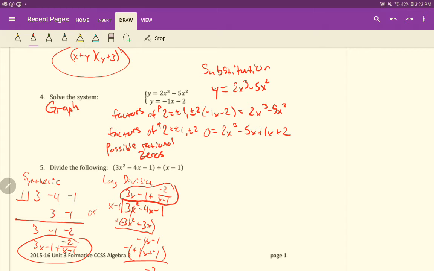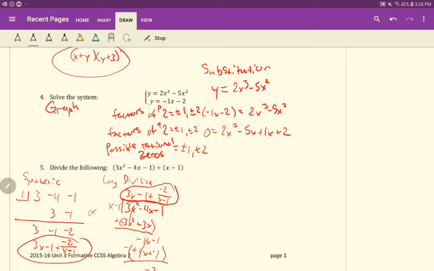Okay, so let's take a look at this graph. Sorry, I didn't get to finish writing these possible rational zeros. The possible rational zeros will be 1 over 1 and 2 over 1, because you put the p over the q like that. So we'll have plus or minus 1 and plus or minus 2.